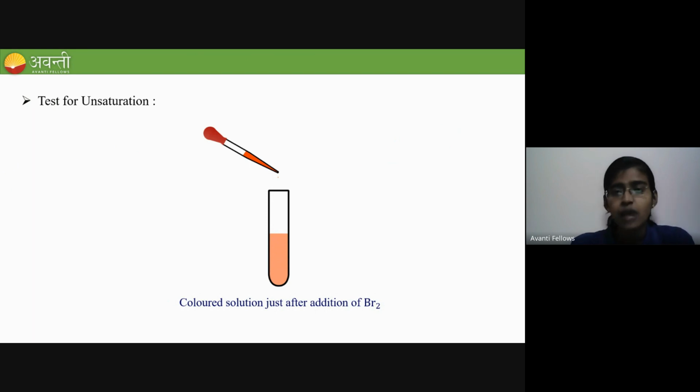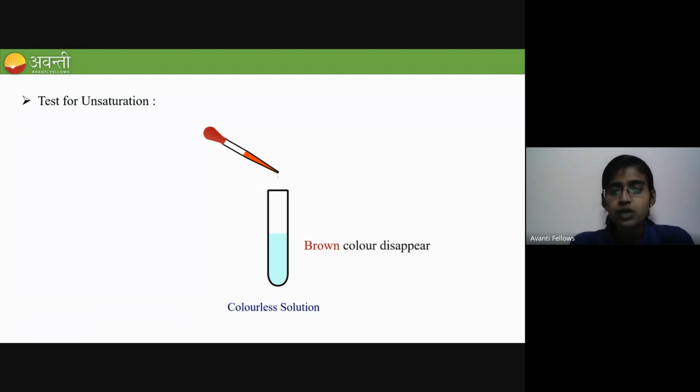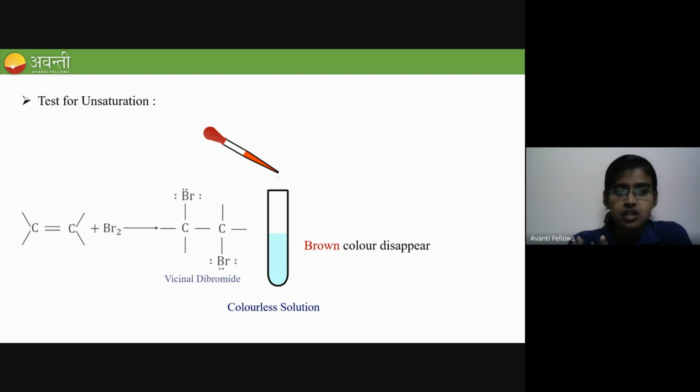Now after some time, the brown color disappears. If the brown color disappears after some time, then we can come to the conclusion that the compound that we have taken in the test tube is an unsaturated compound. This is the compound which has the double bond. That's why the brown color has disappeared.